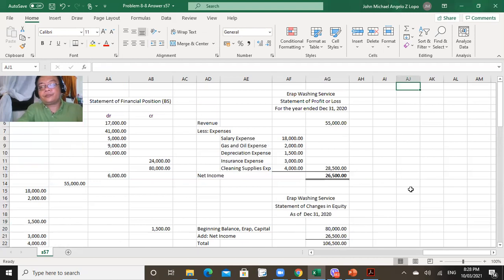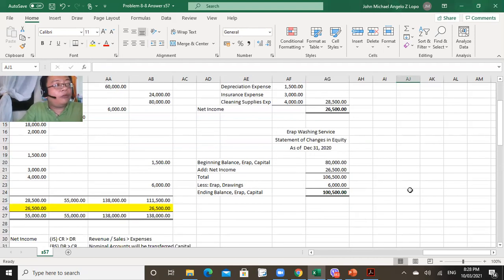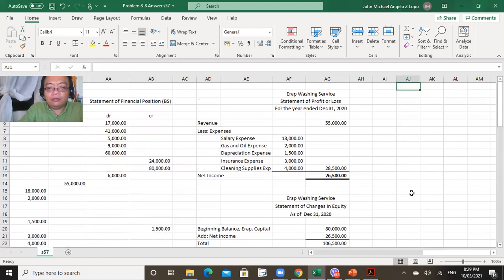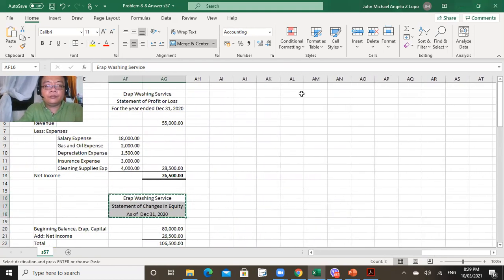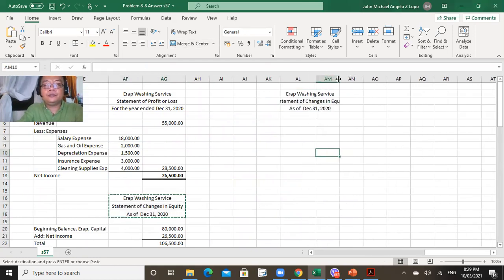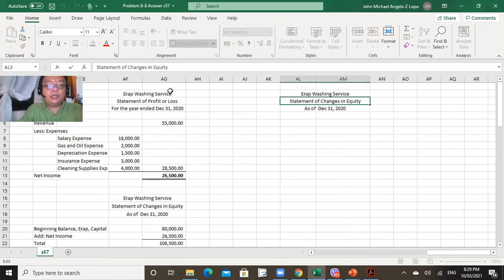All right. Next, you can now prepare your statement of financial position or your balance sheet. All right. Now you have an idea on how to prepare your FS already. Statement of financial position.